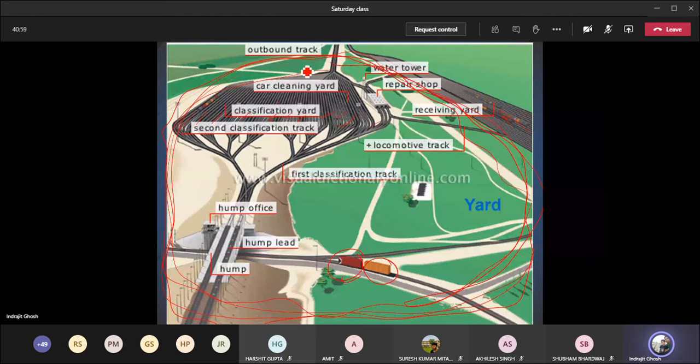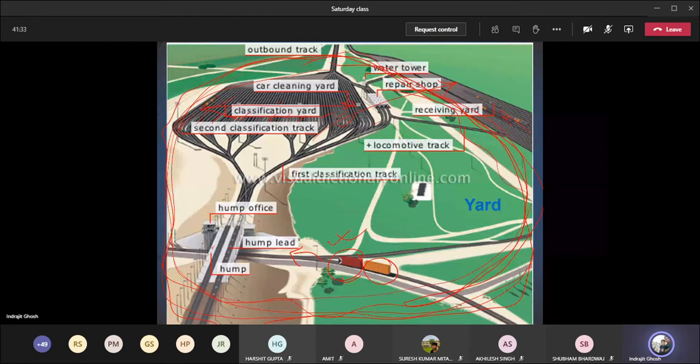Now why is there a requirement to set up a yard? Because it will be receiving trains. Trains will be coming, they will be stored in some places, they will be sorted, they will be cleaned, they will be dismantled, or they will be assembled to come up with a new train which will be coming back to the normal railway track and ready for the next travel. So that is known as a yard.